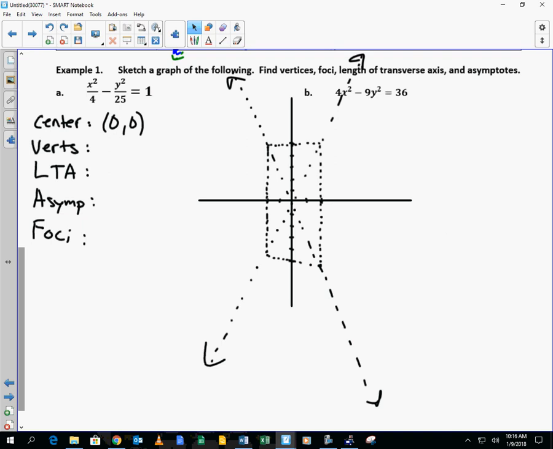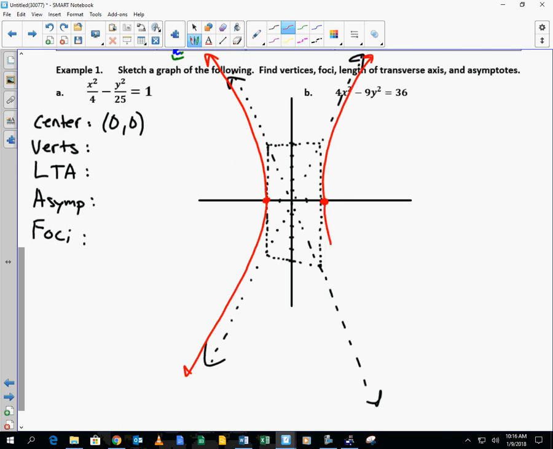That's critical. So therefore, my vertices go on the side of the box. And then my hyperbola just follows those asymptotes. So a very wide opening hyperbola. Okay. Everybody good with that? All right. So I've sketched the entire graph. Now it's just time to name these things.